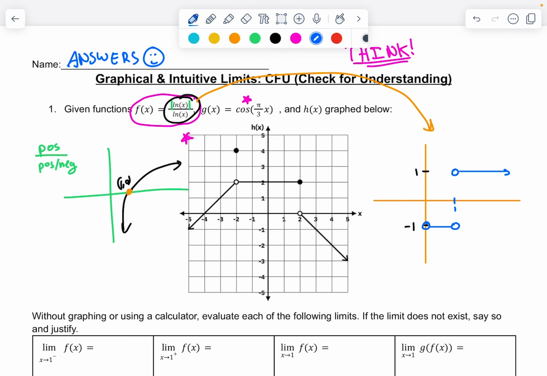So we're able to break down what this function does, and we want to be able to think about that for any of these functions with absolute value of something over itself. It's always 1 or -1. It's just a question of when.